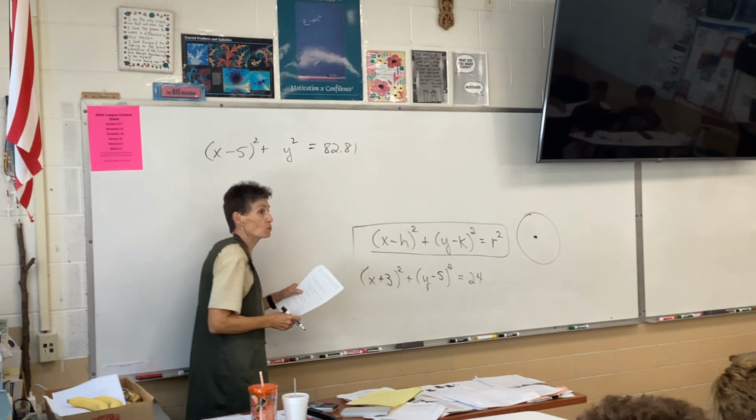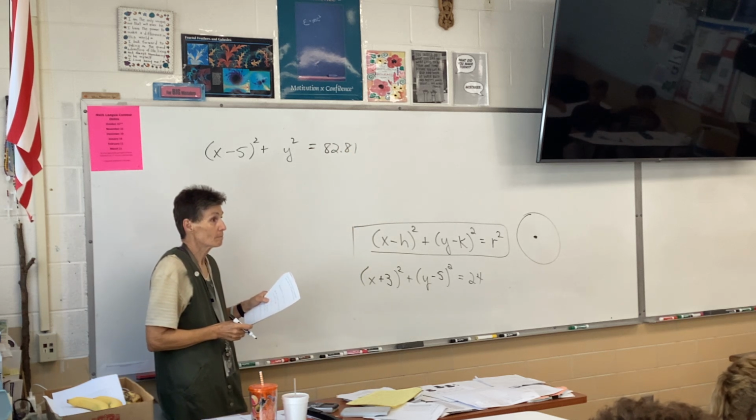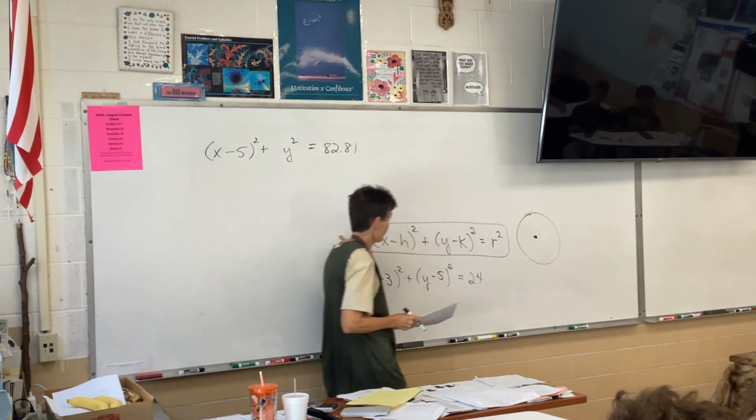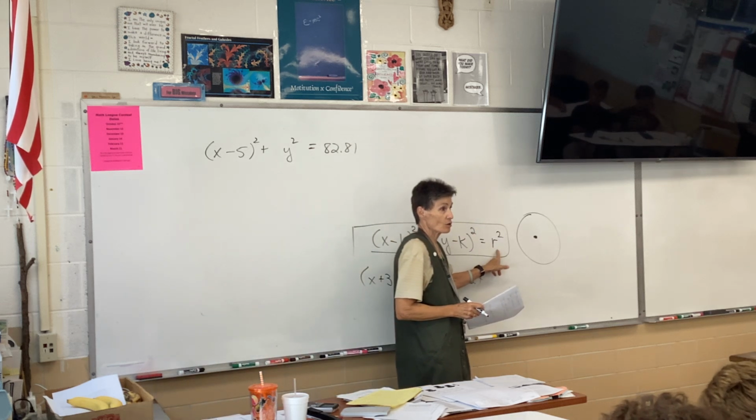And she got that by squaring 9.1? Because in our general form, this is r squared out here.